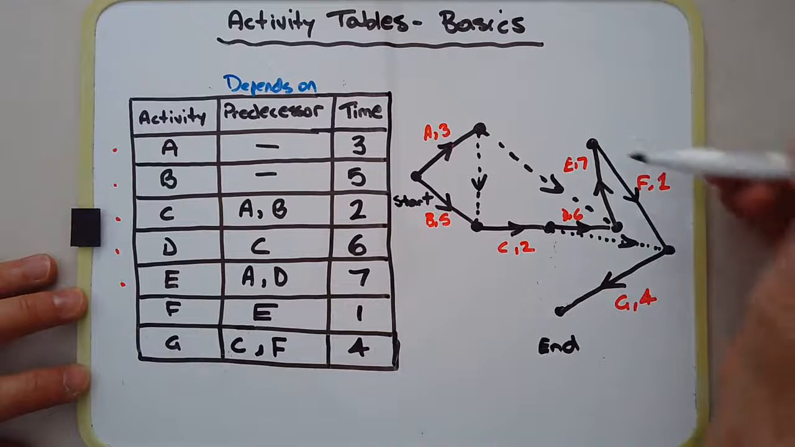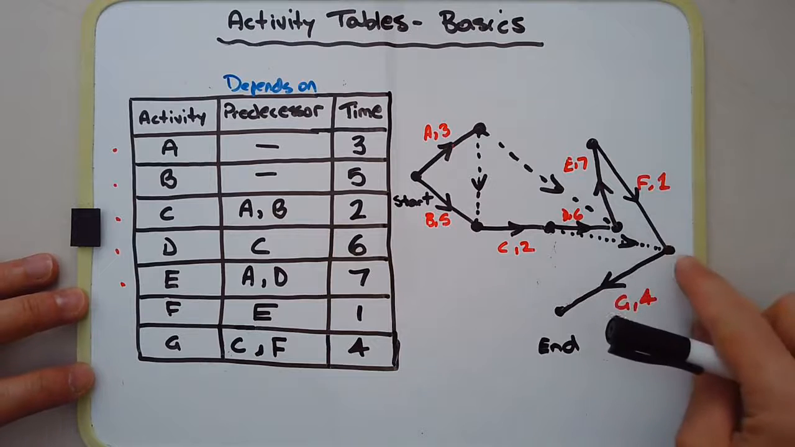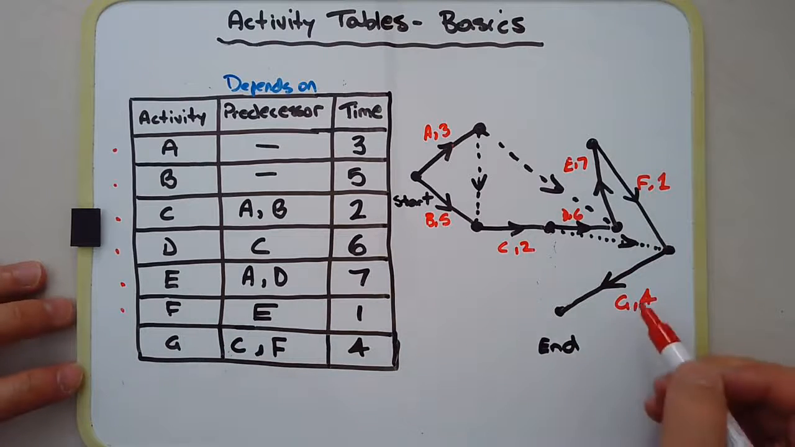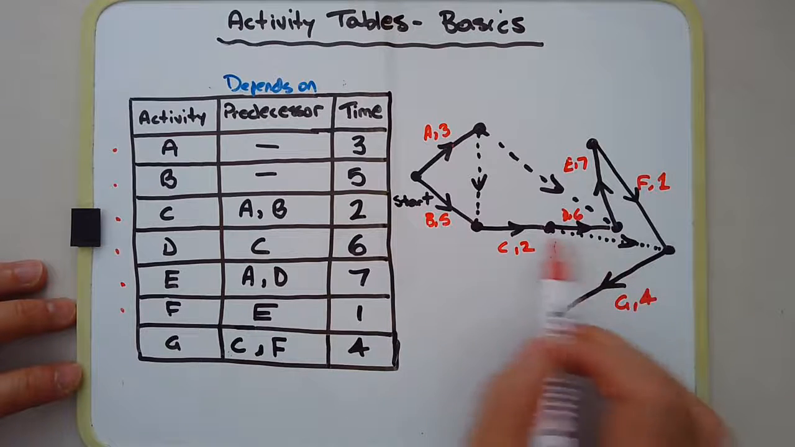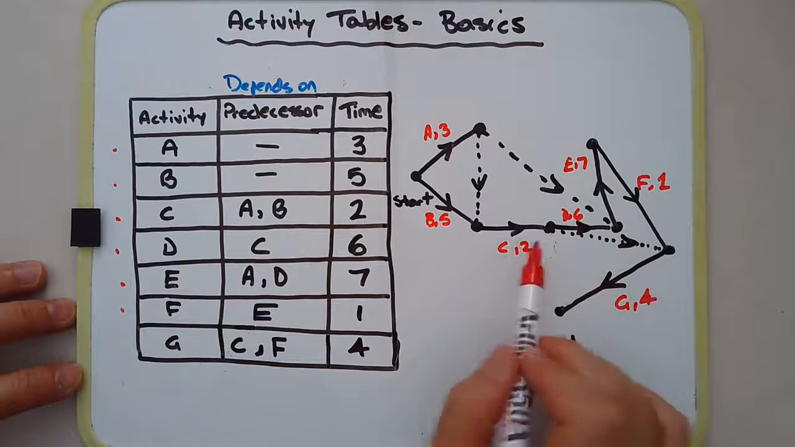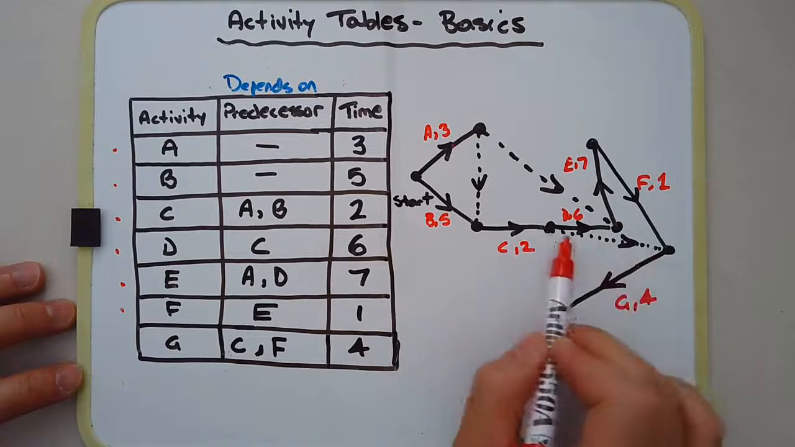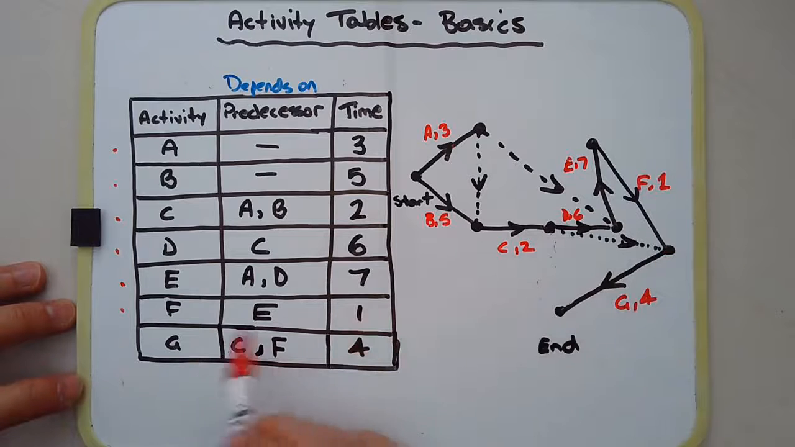So let's just quickly trace over it. F depends on E. Okay, so I think that's correct there. And it takes 1 unit of time. G depends on both C and F. So I could draw G after F, but C also is needed. In other words, we can't start G unless C is completed. So I drew in a dotted line, a dummy activity from C to the start of G, and this basically represents what's in the last row of this table. Hope that all makes sense.